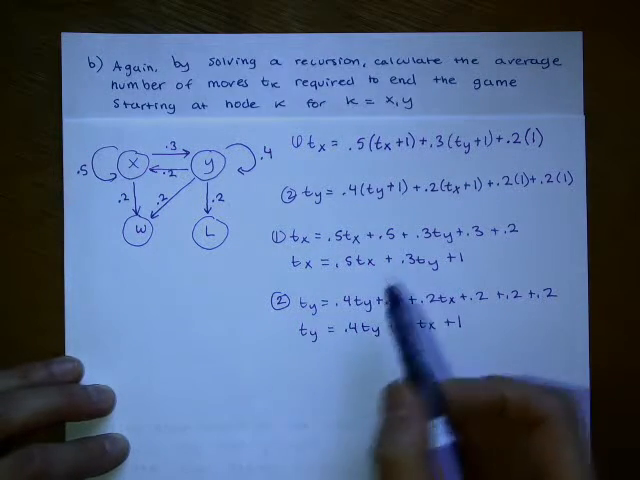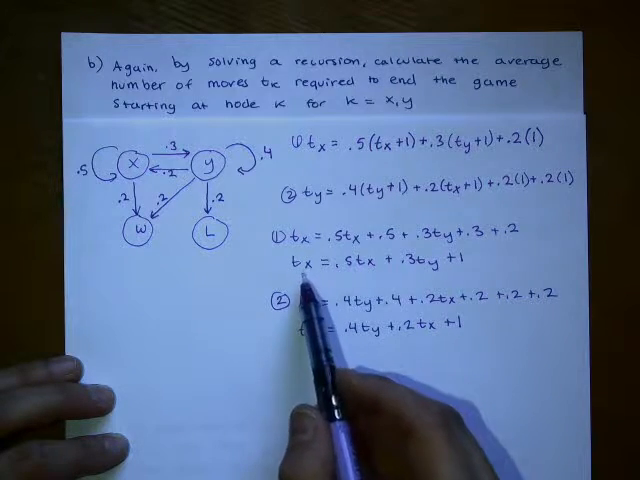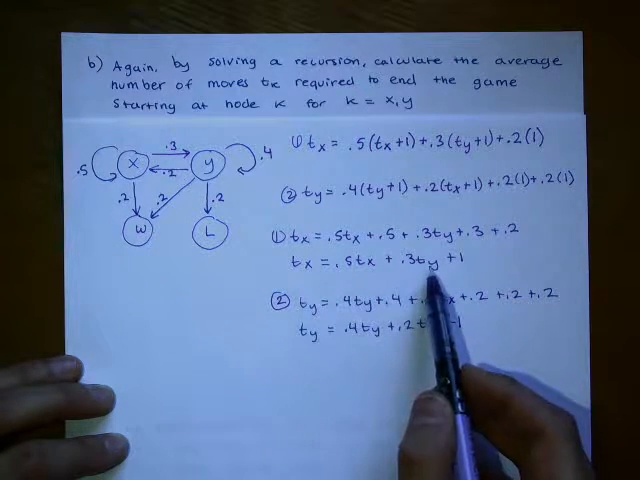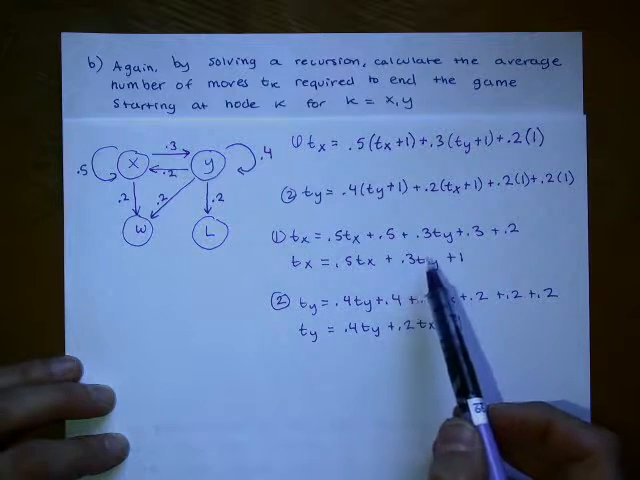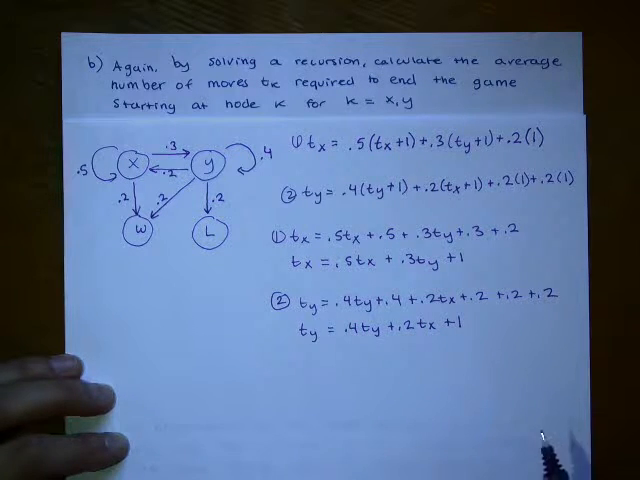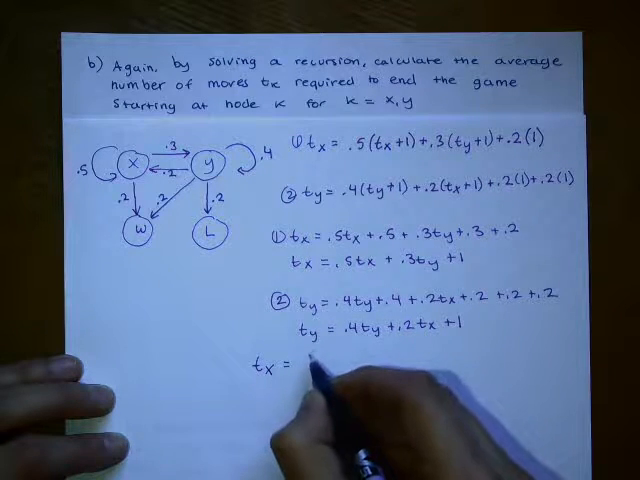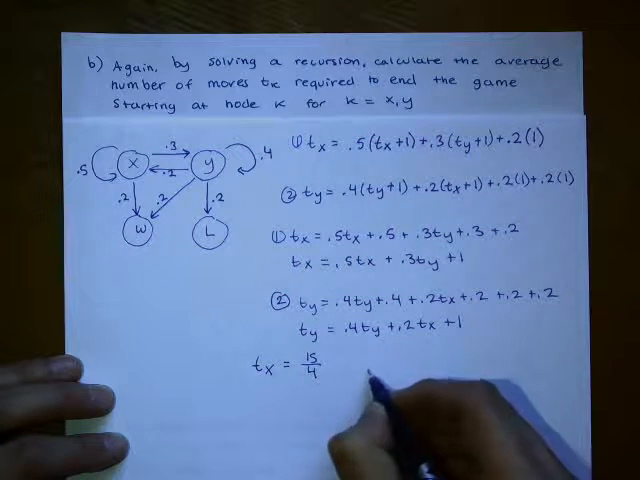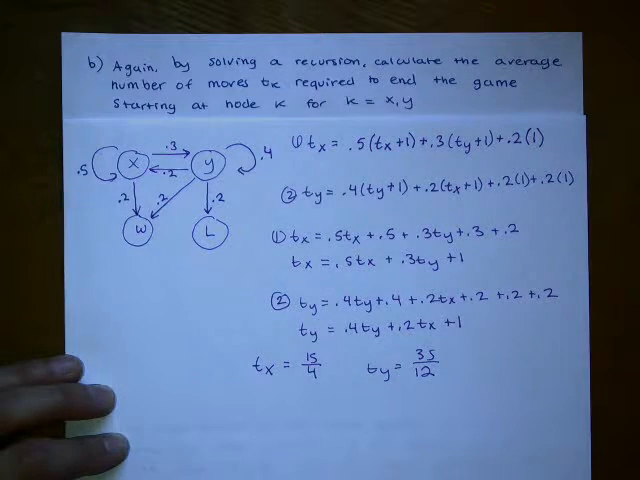So now if you notice, just like in part A, we have two equations with two unknowns, which in this case are tx and ty. So you would want to isolate one of these unknowns in one of the equations and sub it into the second equation. And you can use that to solve for tx and ty. So if you do that, you end up with tx is equal to 15 over 4, and ty is equal to 35 over 12. And this tells us the average number of moves, or the average length of game, starting at node x and node y.